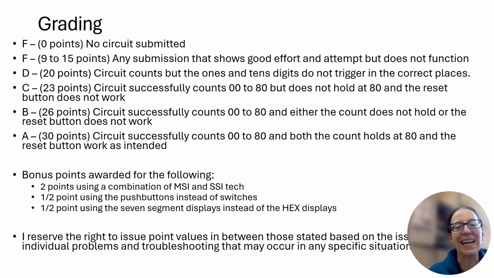To earn a C, the circuit successfully counts 0 to 80, but it does not hold at the 80 and the reset button does not work. So basically, if you can put together a circuit that counts 0 to 80, but then when we keep clicking it, it keeps going, like 81, 82, 83, 84, 85, and you can't make it stop, or it goes to 80 and then goes back to 0 without ever hitting the reset button.